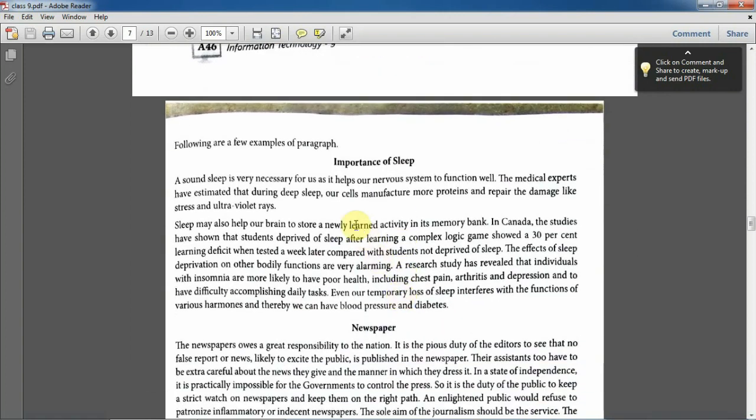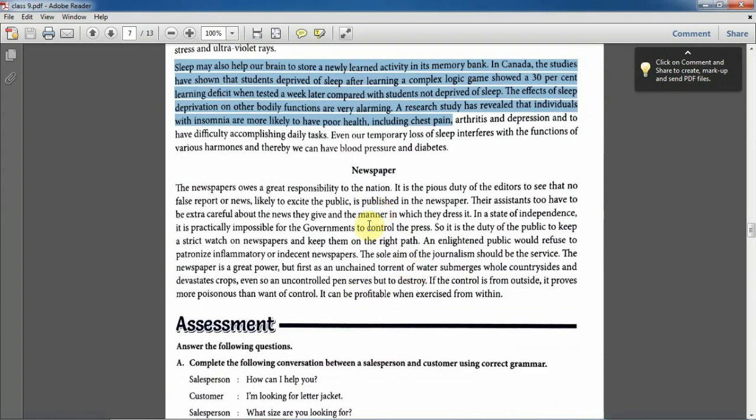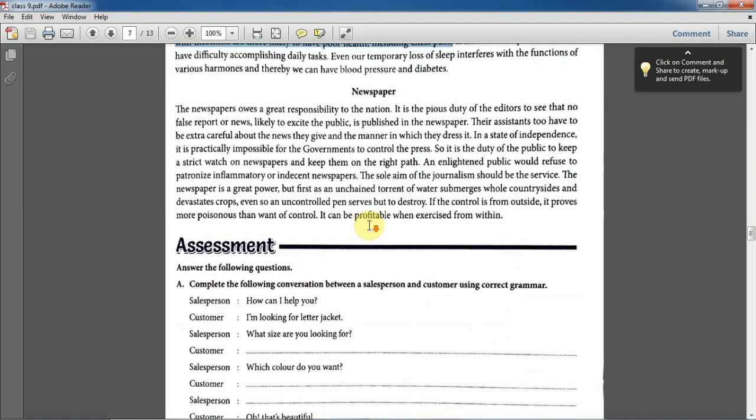So here some examples are given, like the introduction, the importance of sleep, then some information about sleep, and the last ending. In the same way, a newspaper. So these are the examples of a news paragraph.